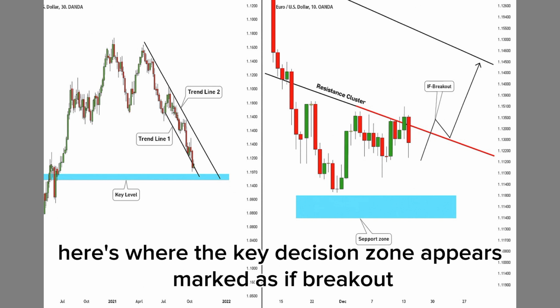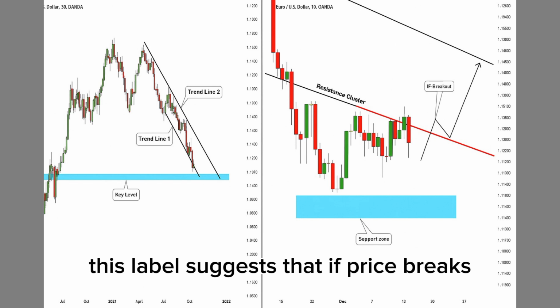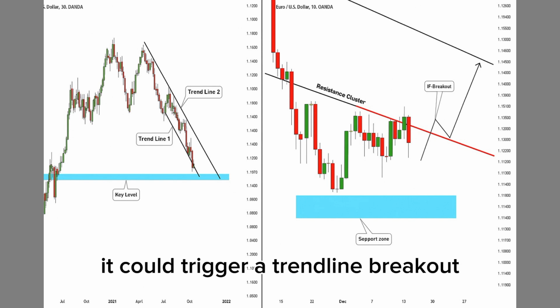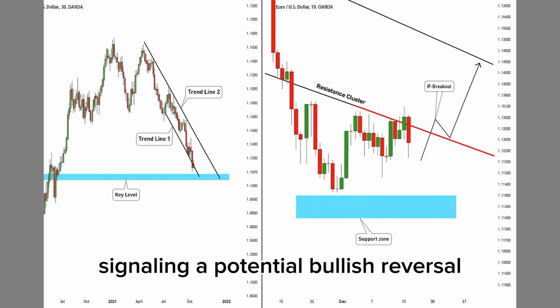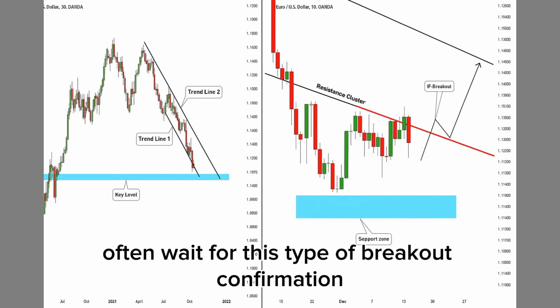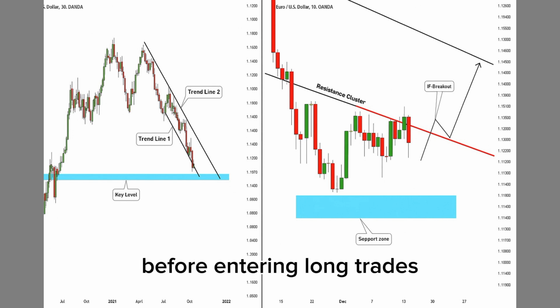Here's where the key decision zone appears, marked as IF breakout. This label suggests that if price breaks and closes above this red resistance cluster, it could trigger a trendline breakout, signaling a potential bullish reversal. Traders who follow trendline strategies often wait for this type of breakout confirmation before entering long trades.